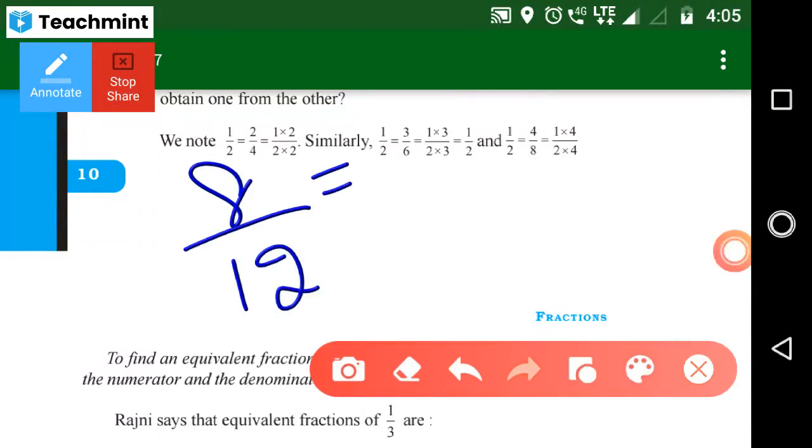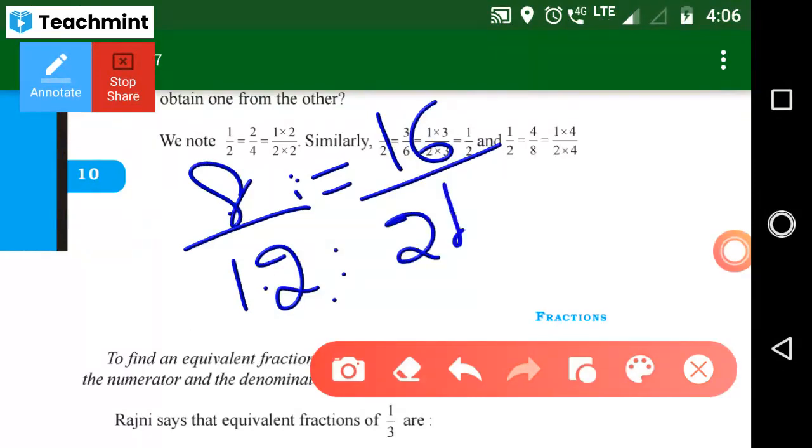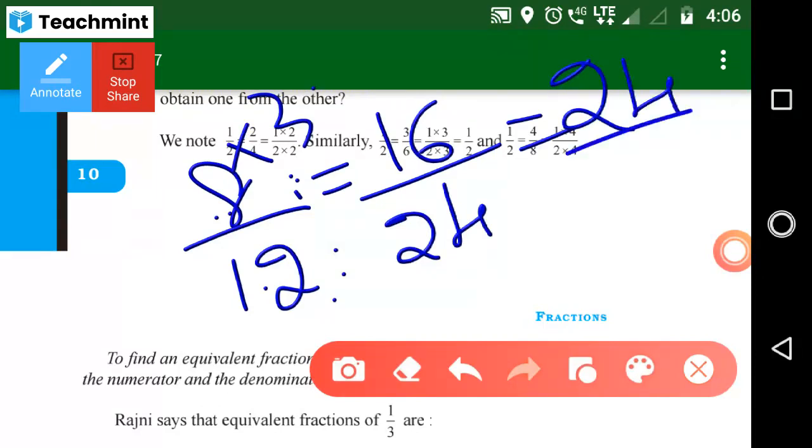You just multiply by 2. 8 twos are 16, 12 twos are 24. Then you just multiply by 3. 8 threes are 24, 12 threes are 36. These are the equivalent fractions.